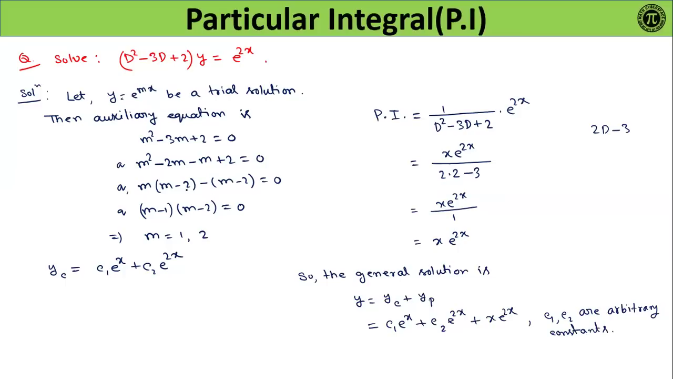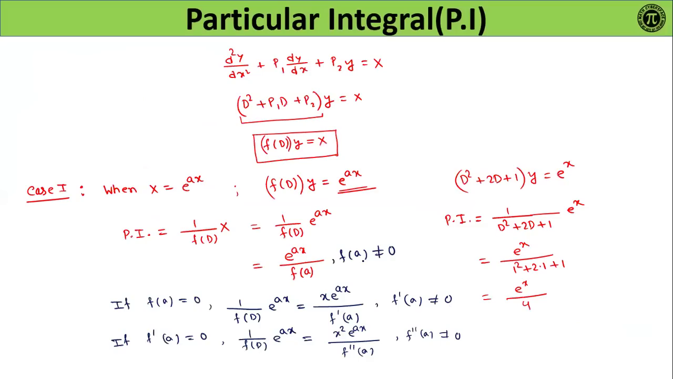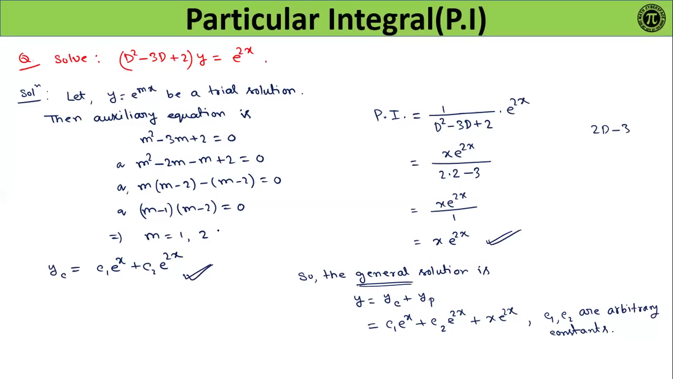In this way, you have to solve this type of problem. First, calculate the complementary function, then use the formula of the particular integral, then just add the complementary function and particular integral, and you will get the general solution. Clear? So this is the case 1 problem. Case 1 means the right hand side is the exponential function e to the power ax. Now come to the next case, case number 2.